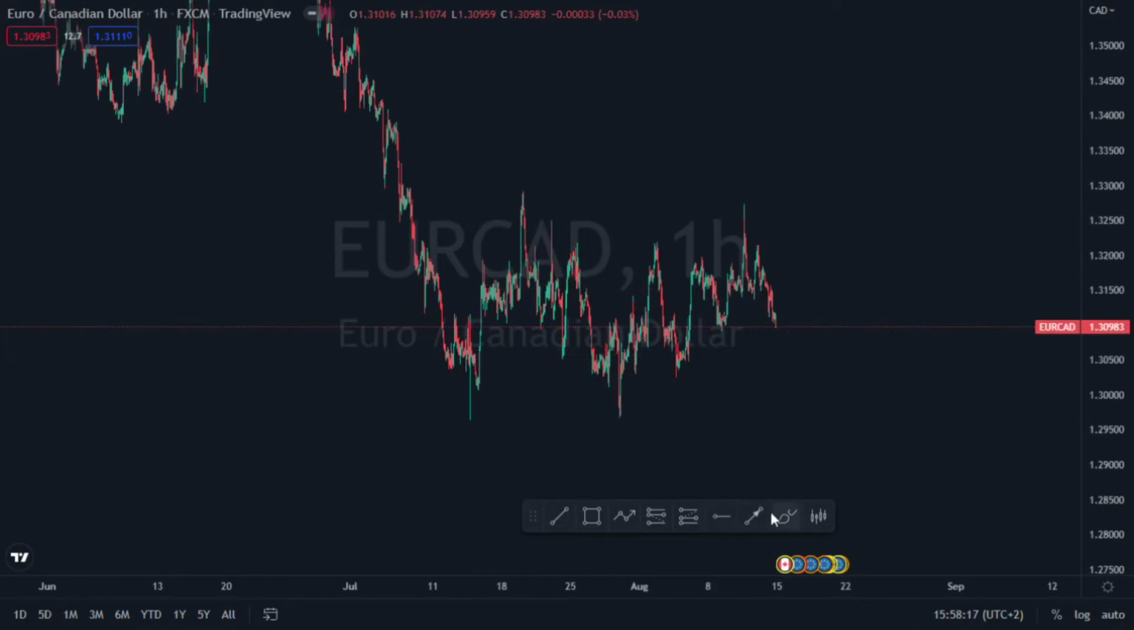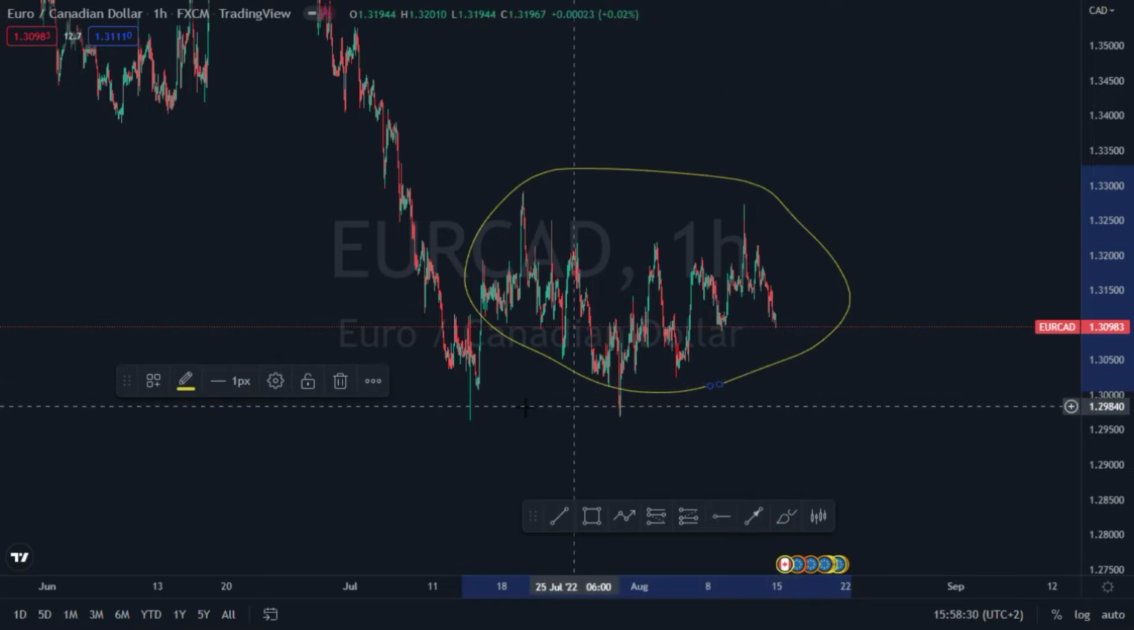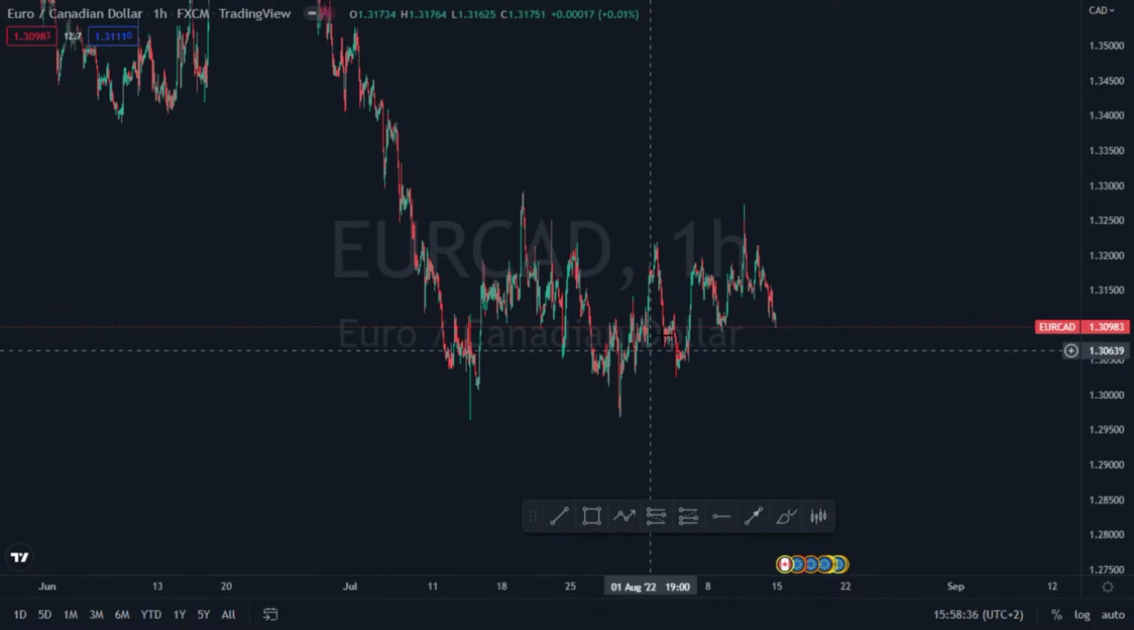In this current market, we have some sort of a choppy market. A choppy market is when there is no real trend in the market. There is no direction. There's nothing really happening. There's just a lot of ups and downs. So we cannot trade on this type of market.